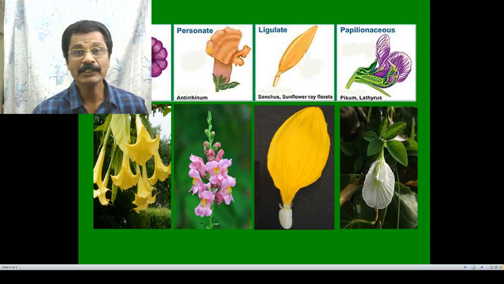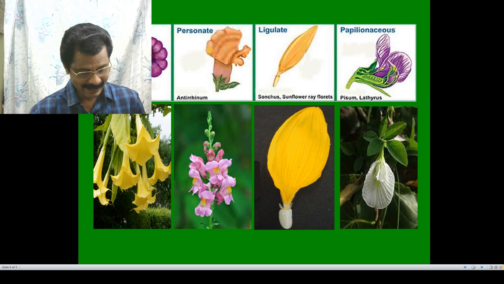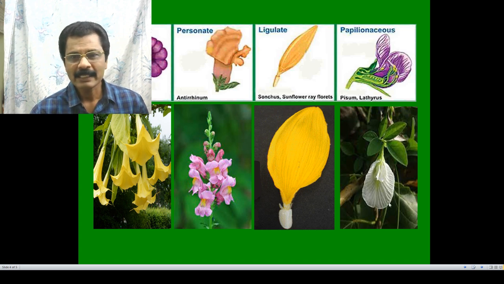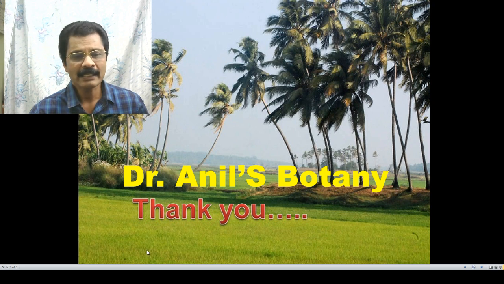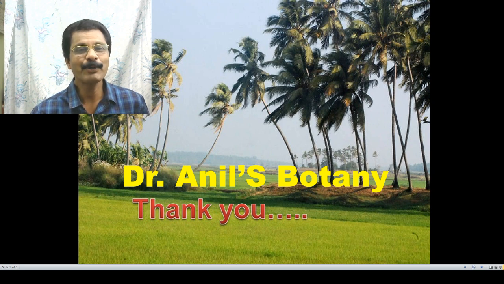Then papilionaceous corolla, usually seen in papilionaceous members. There you can see a standard petal, two wing petals, and two keel petals. Here you can see a standard petal, wing petals, and keel petals: papilionaceous corolla.